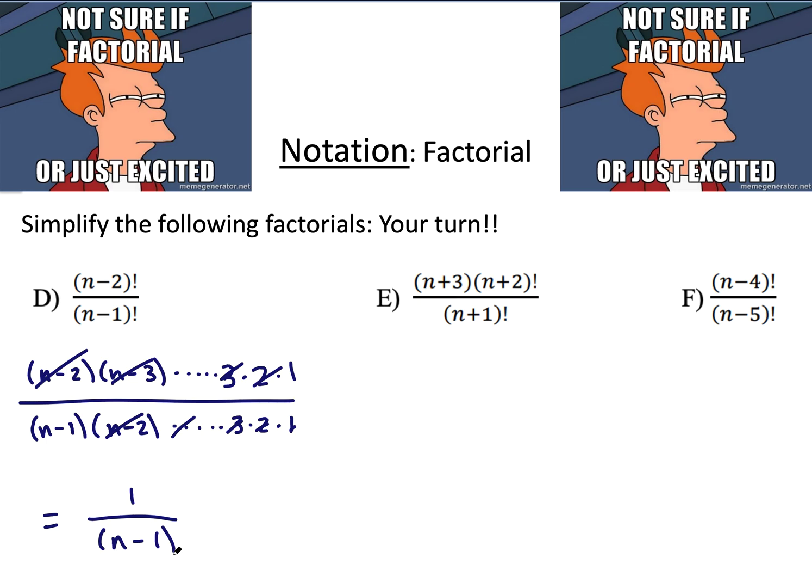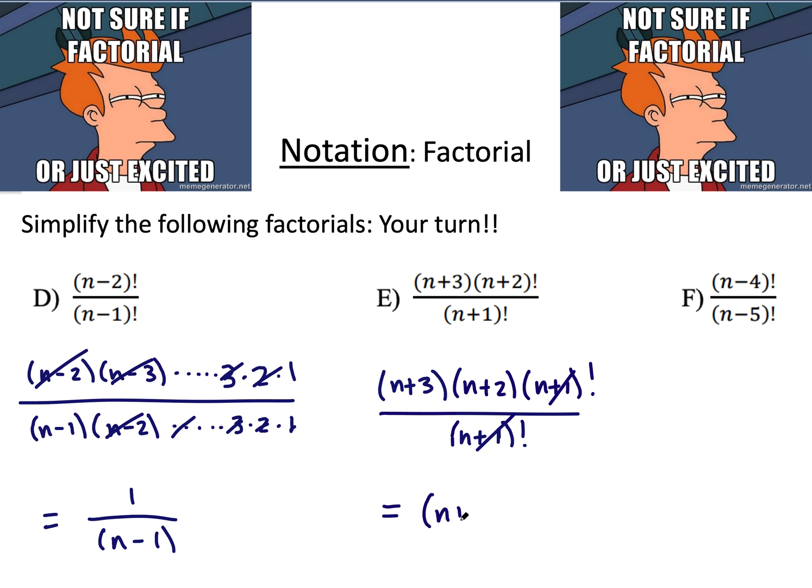How about letter E? You would have n plus 3 times n plus 2 factorial, which is n plus 2 times all the things before it, which is n plus 1 factorial. So then if you divide by the quantity of n plus 1 factorial, those would cancel off. Then you'd be left with n plus 2 times n plus 3, or flip-flopped, n plus 3 times n plus 2, tomato, tomato.